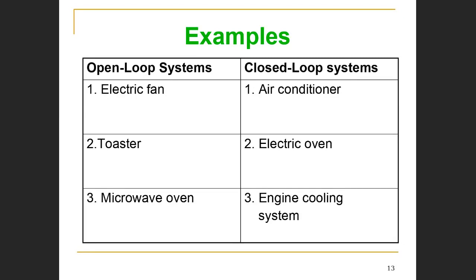On the other hand, among closed loop systems, we have the air conditioner that is used to maintain the temperature of a space, a room, and that's closed loop. The electric oven, that's used for baking or cooking, does in fact employ closed loop control. The engine cooling system also employs a closed loop control system.